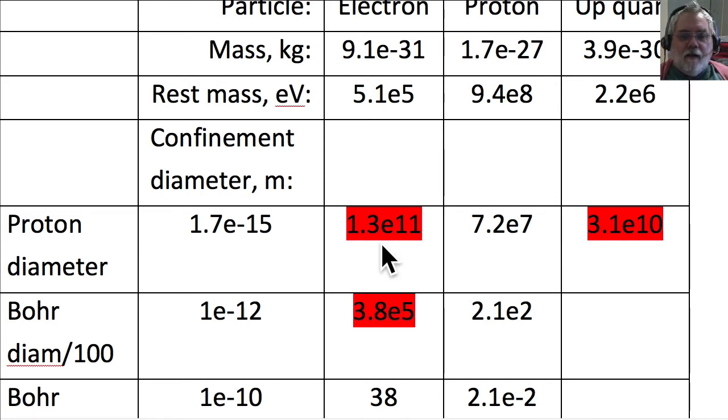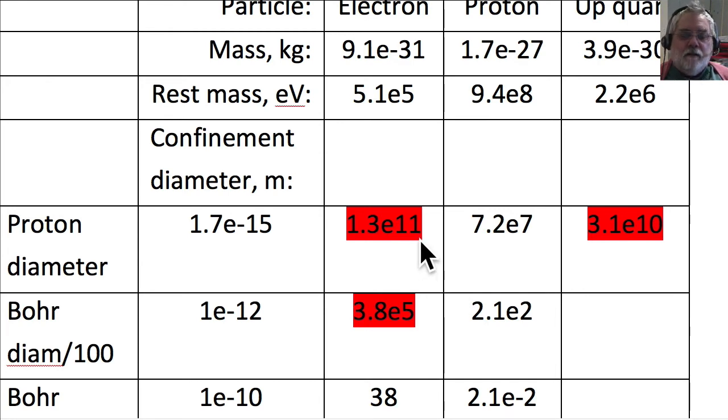It's going to be hard to confine that electron to a proton diameter. Now, okay, you could say, who cares? Why do I care? Does this ever happen? Can we make it happen in a lab? Does it happen anywhere in the universe? We can't so easily make this happen in a lab, but it does happen in the universe.